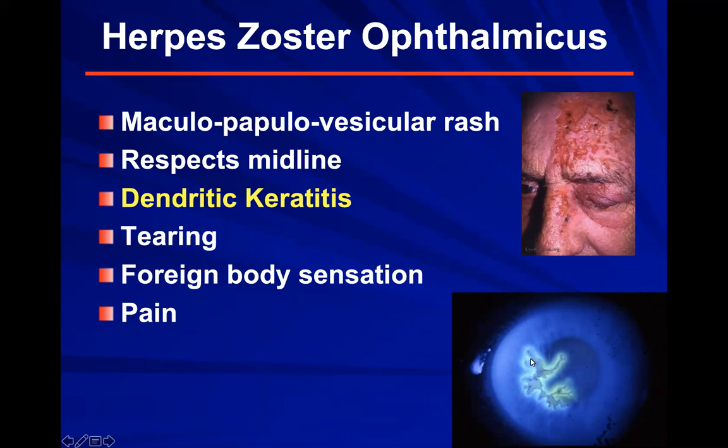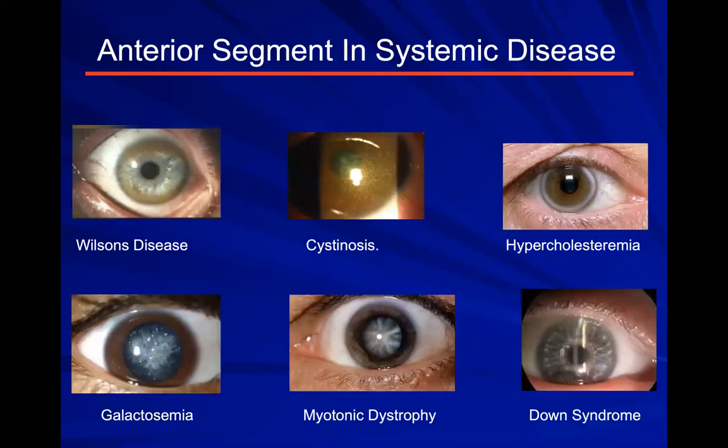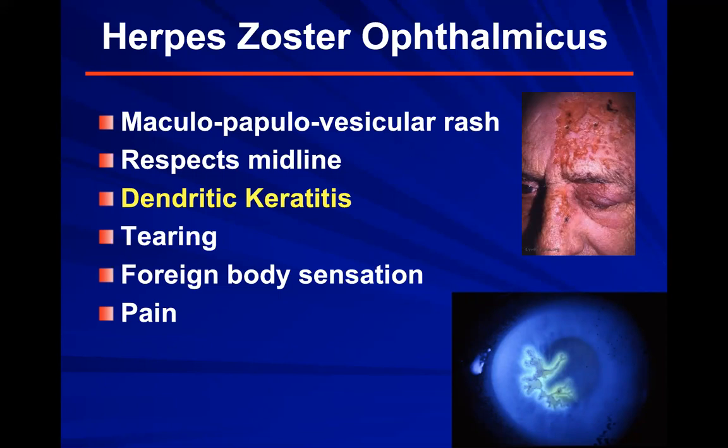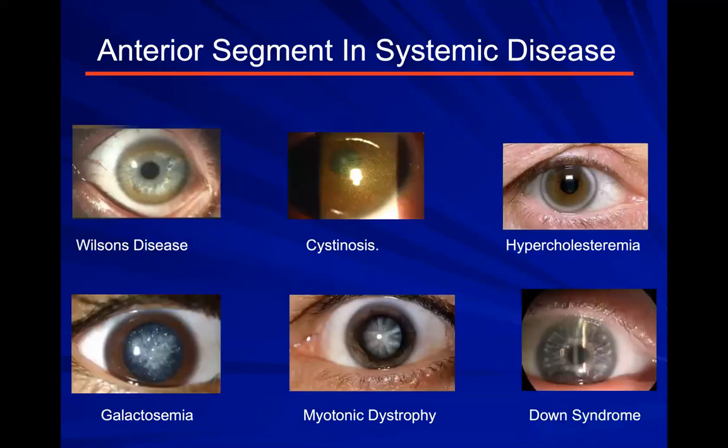And again, I highlight it because this is really an important question, and we like to ask it. They can complain about tearing. They can complain about foreign body sensation, and it is very, very painful. So with this herpes zoster, as I've explained, you do need to treat them. It is considered an emergency, and you must treat them immediately.